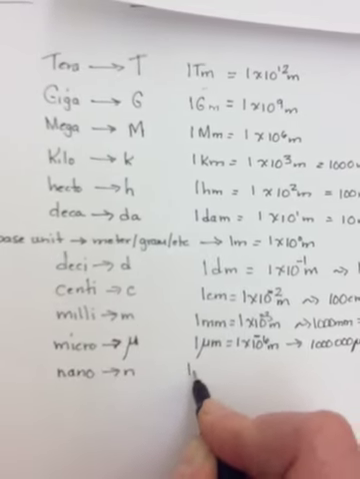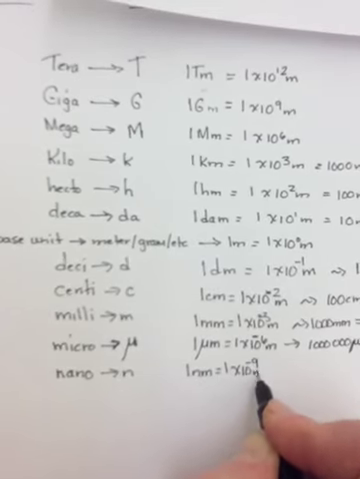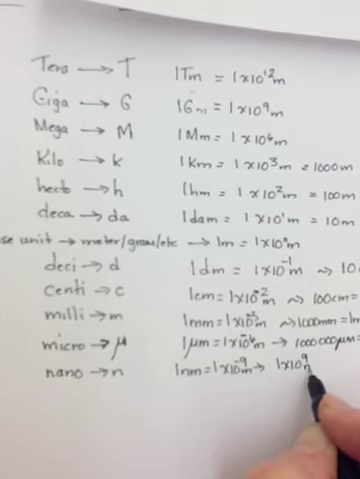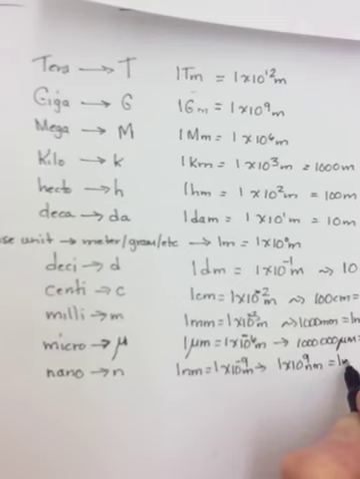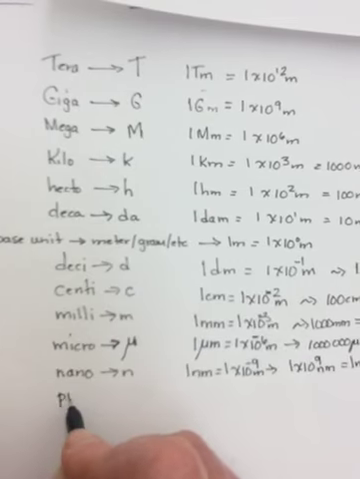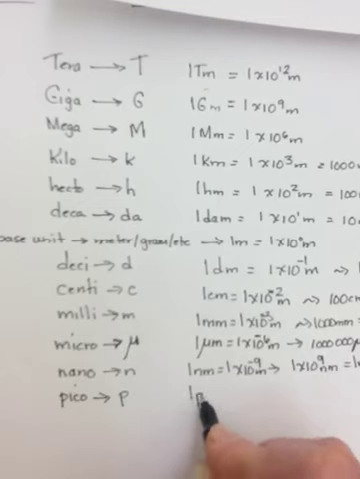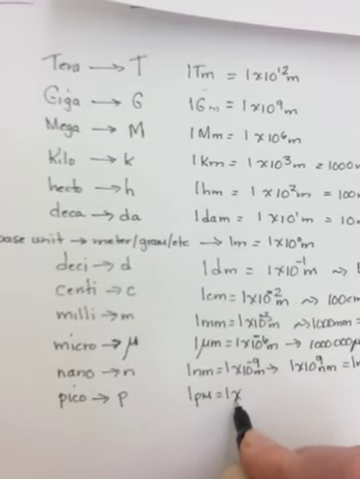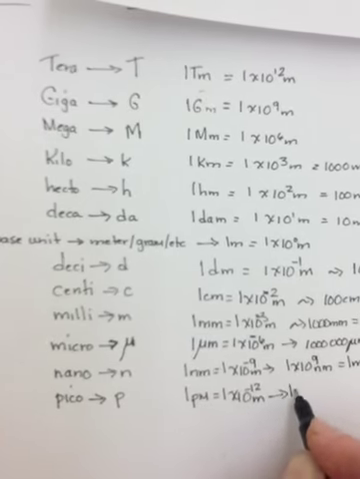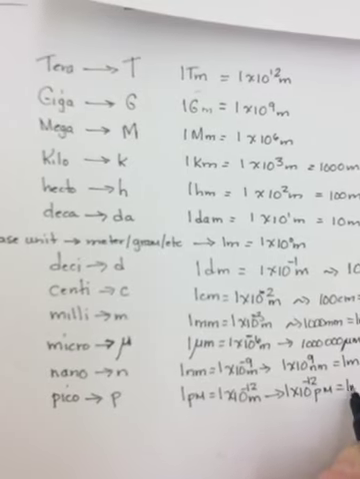Small n, 1 nanometer is equal to 1 times 10 to the negative 9 meters, or 1 times 10 to the positive 9 nanometers is equal to 1 meter. And then the last one that we'll have anything to do with is pico. It's a small p, and 1 picometer is equal to 1 times 10 to the negative 12 meters. In other words, 1 times 10 to the 12th picometers in a meter.